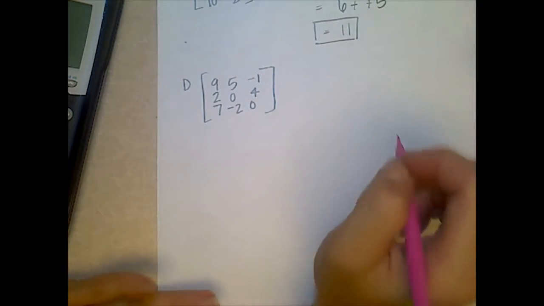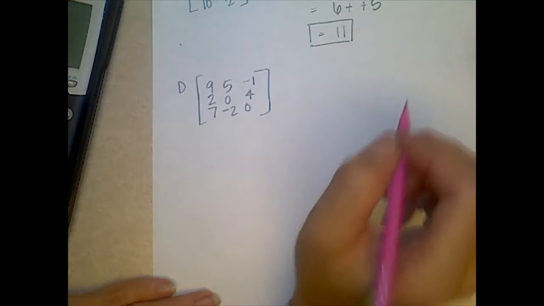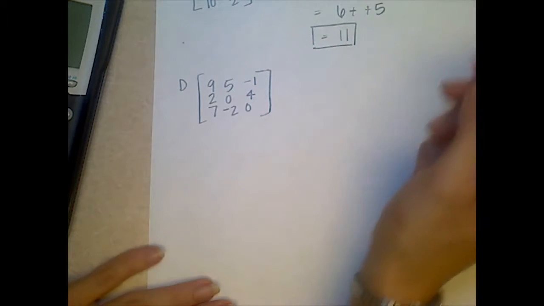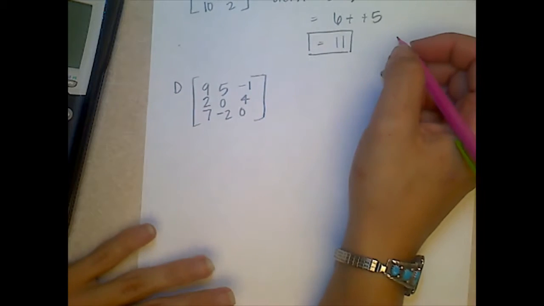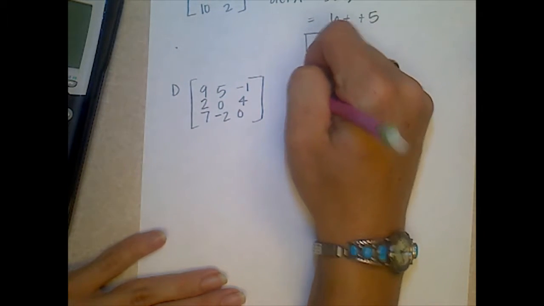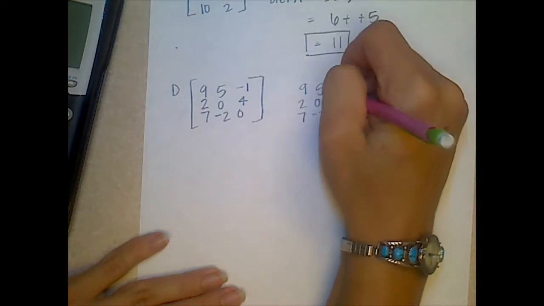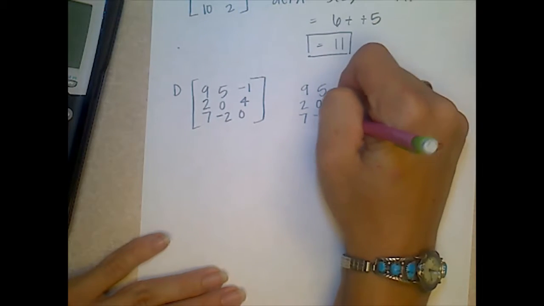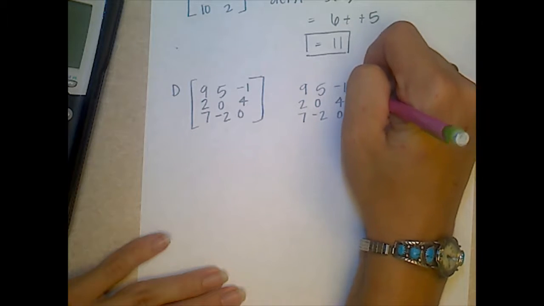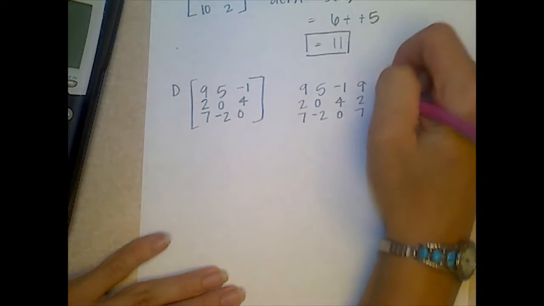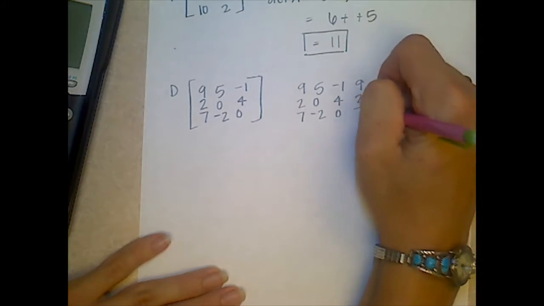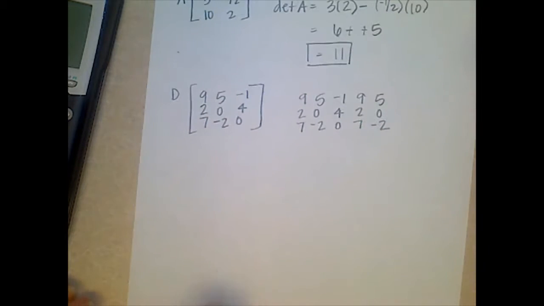Okay? The first thing you do when you're doing these is you rewrite the first two columns like it never happened. So, 9, 2, 7, 5, 0, -2, -1, 4, 0. Again, I'm rewriting the first two columns: 9, 2, 7, 5, 0, -2. Okay, that's how you get started at first.